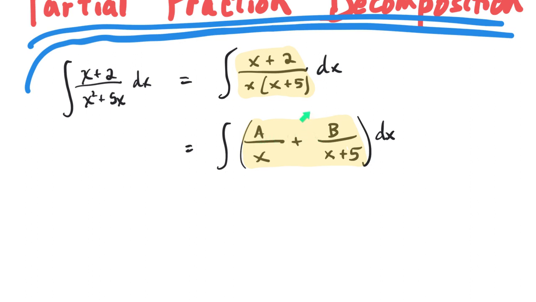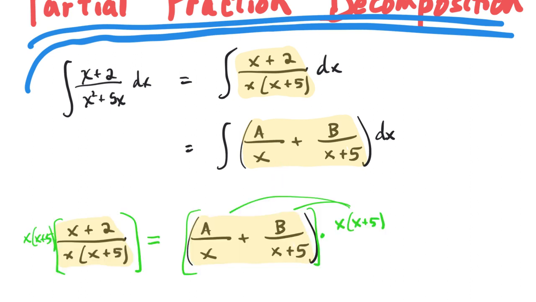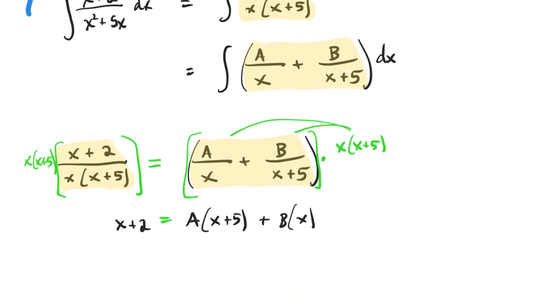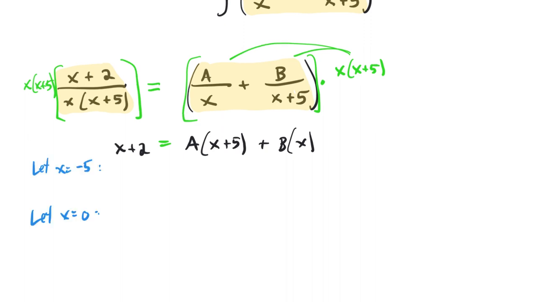And to do that, we'll set this fraction equal to these two fractions, and then get rid of the denominator. And when we multiply both sides of the equation by the denominator, we will have no more denominators. On the left side, all we're left with is x plus 2. And on the right side, we're left with this sum.